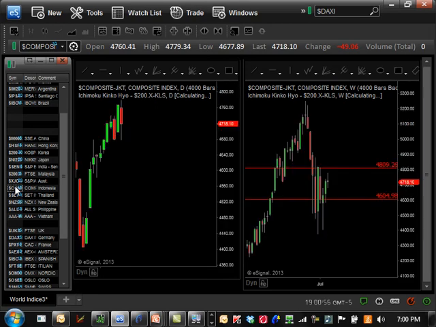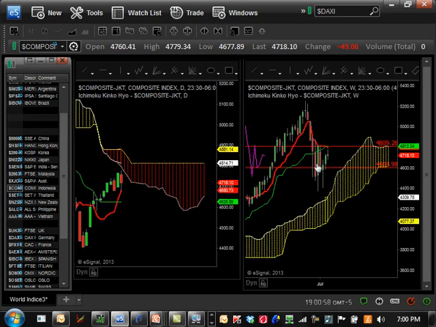Indonesia here is basically trying to go for a major pullback. Resistance it's going to run into is 4809, and support is basically going to be around 4600.